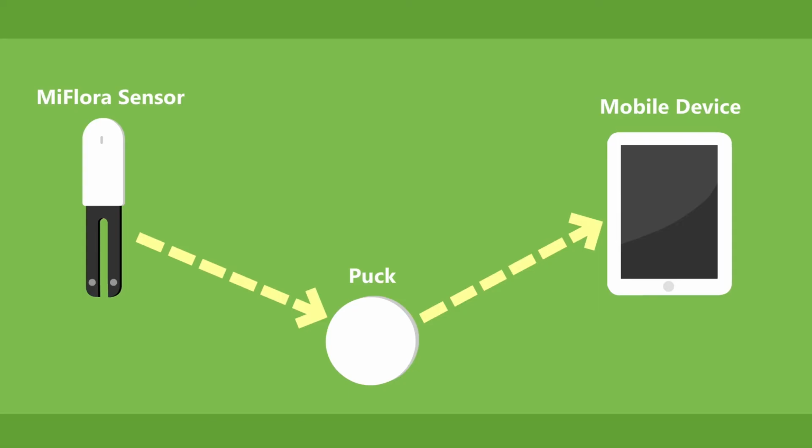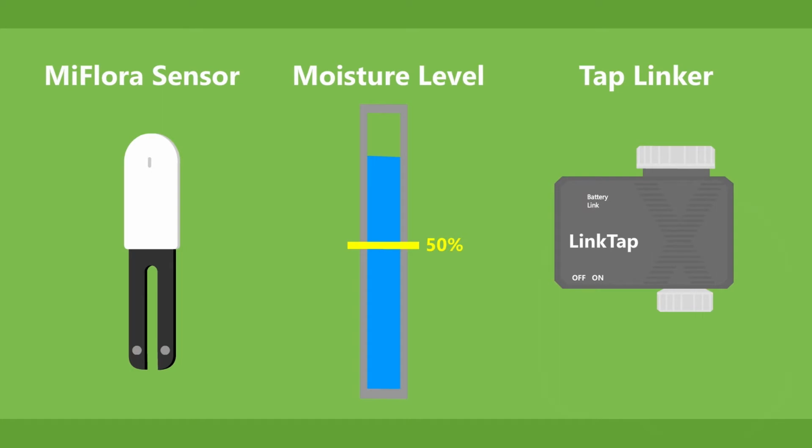Right now, we have our puck getting data from our sensors and continuously uploading it to our phones via the IoTKG app. We can monitor our soil moisture levels so that when the moisture gets too low, the LinkTap turns on and waters the garden. A dry threshold value of 50% will be used in this video. However, you should choose a threshold based on your sensor values and what suits your plants the best.